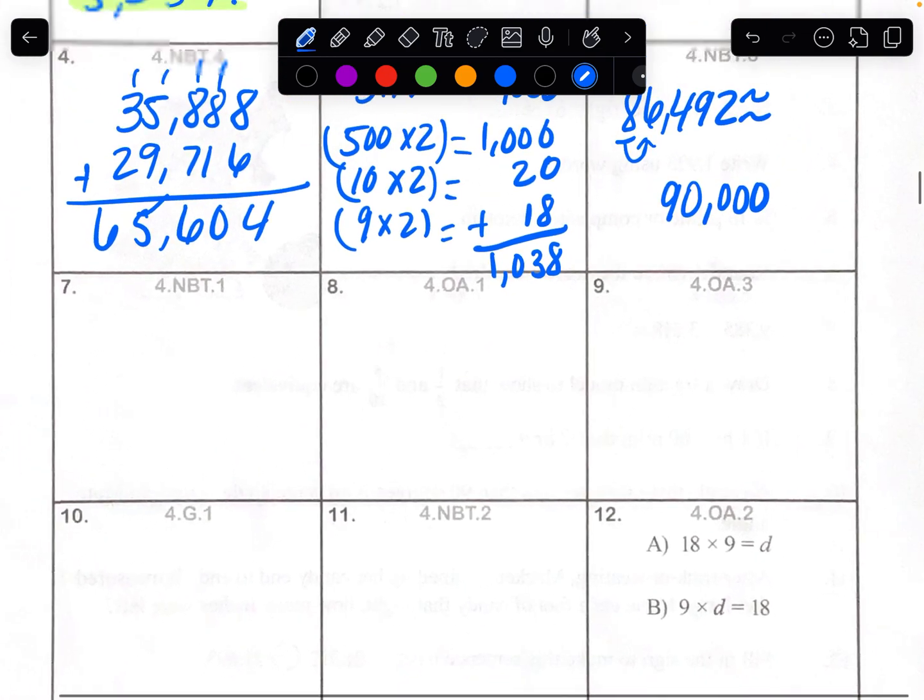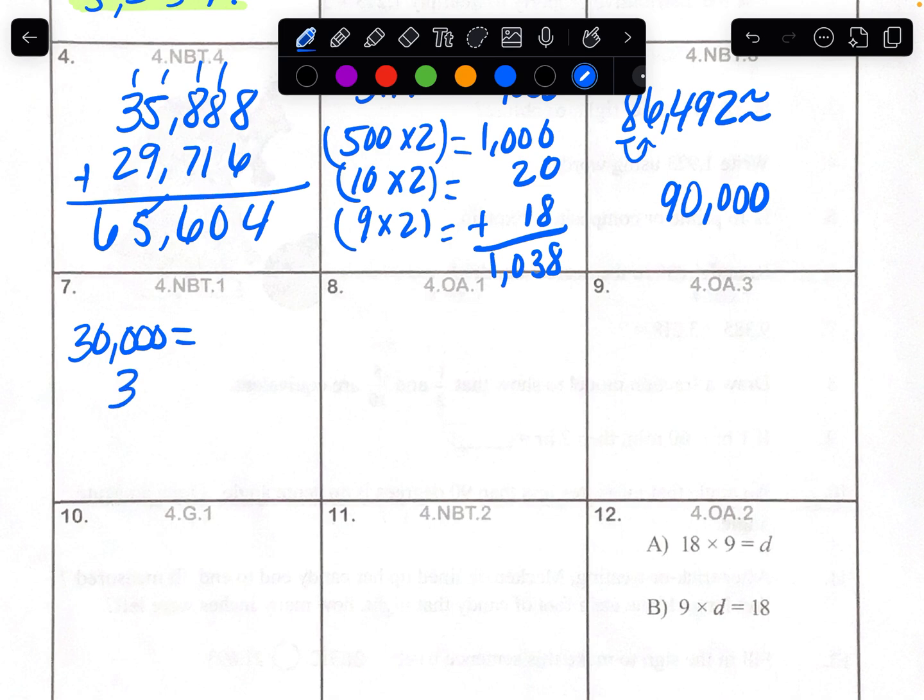All right, number 7 says 30,000 equals 3,000 times what? Hopefully when you see this, you're focusing on the number of zeros here. So the product has 1, 2, 3, 4 zeros, and our factor has 1, 2, 3 zeros. So our product has one more 0 than our factor. So that means you're multiplying this number by 10.